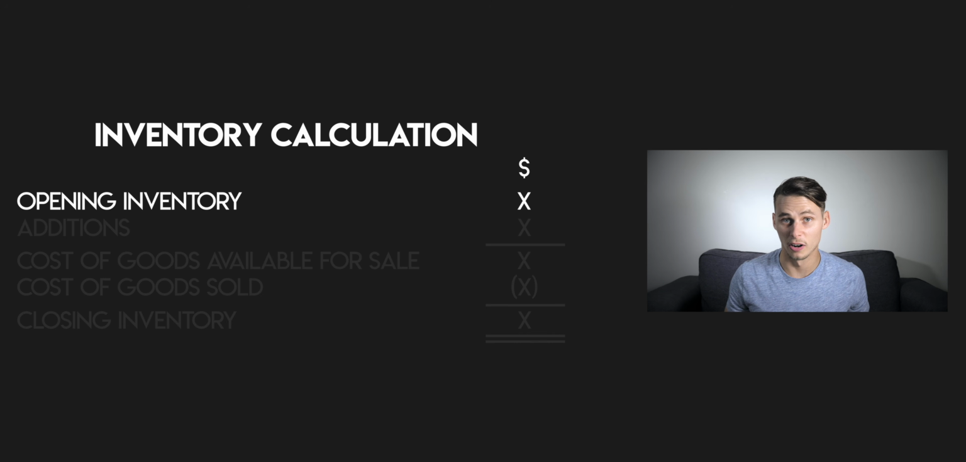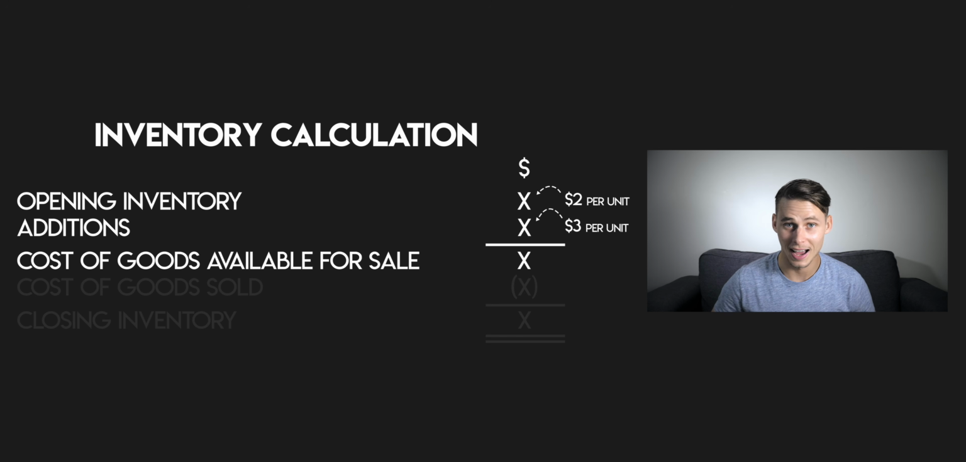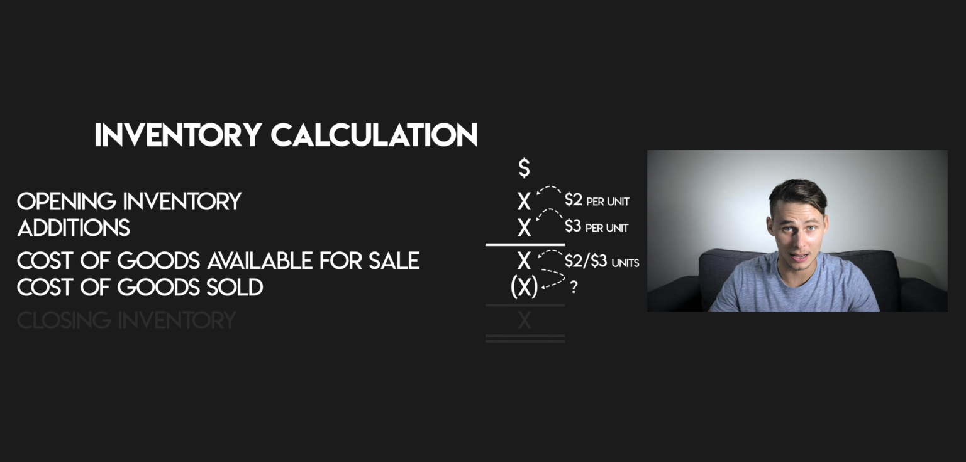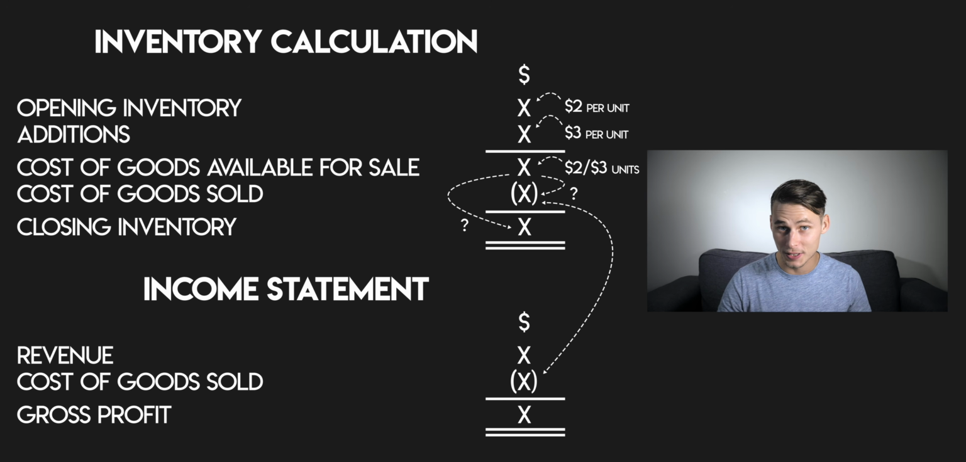Your opening inventory might have cost you $2 per unit, but your additions might have cost you $3 per unit. So your inventory on hand or your cost of goods available for sale could be made up of a whole mix of $2 and $3 units. And when you get around to making a sale, you need to work out how much of this cost needs to flow out of the inventory account in your balance sheet into your cost of goods sold account, an expense account kept in your income statement. And also, how much of this cost should remain where it is in your closing inventory.